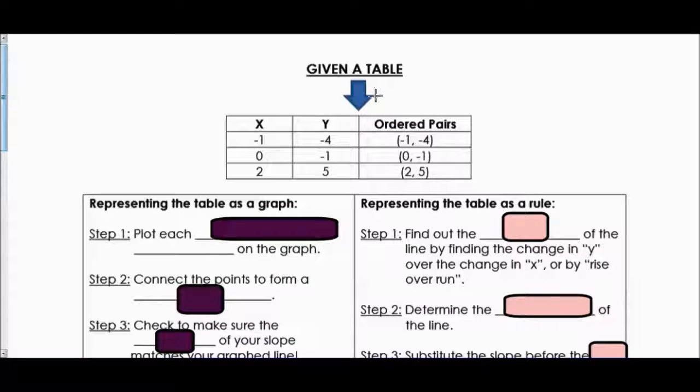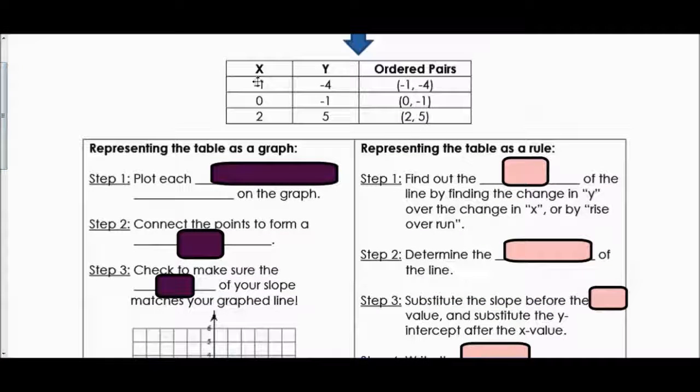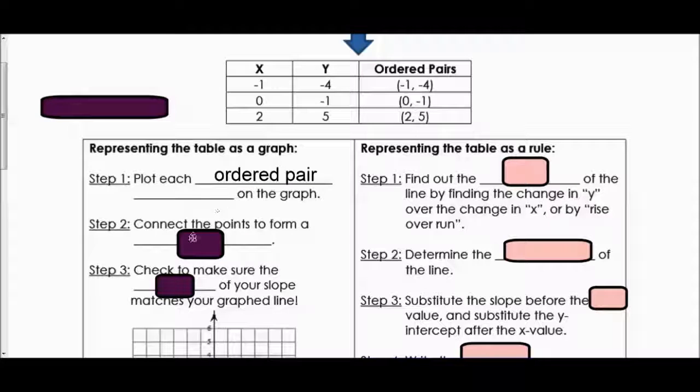Here we're going to be given a table, so we're given a list of ordered pairs. You could be given this in 2 different ways. You could just see this as a list, or you could see this as an x and y table like this. Either way, they're really giving us the set of ordered pairs. The graph is going to be the easiest one to get to. We're just going to plot those points, connect the dots, and we're going to check to make sure that the slope of this line, these 3 points plotted, matches our equation that we get.